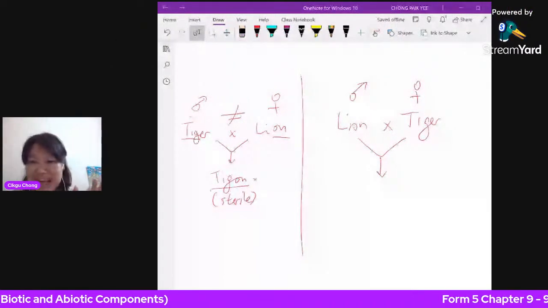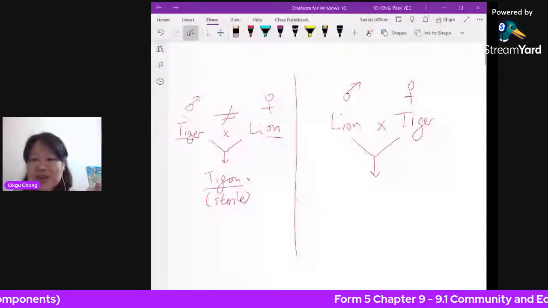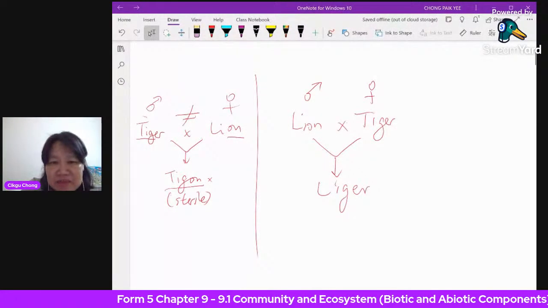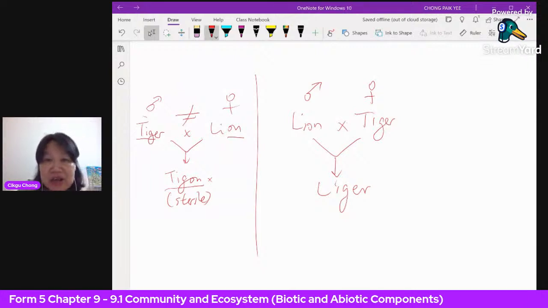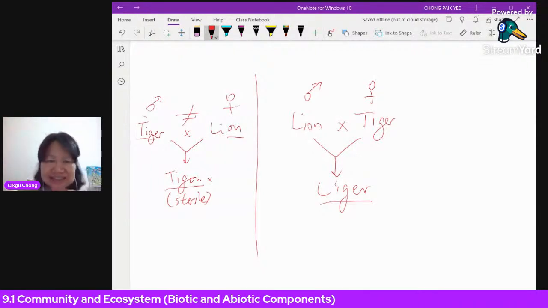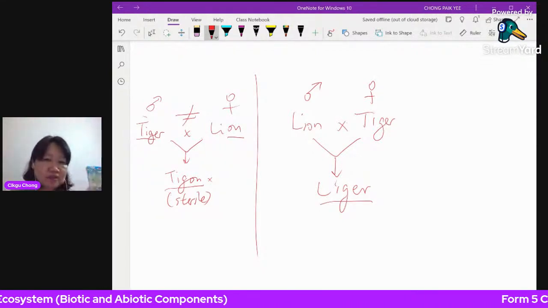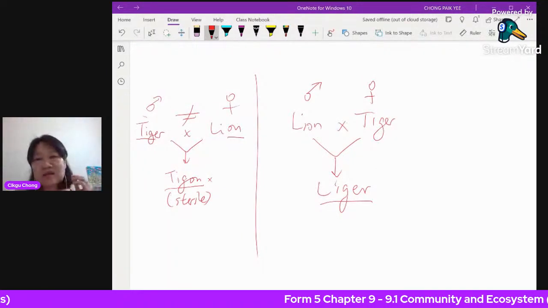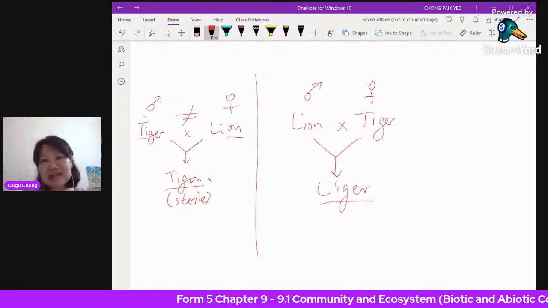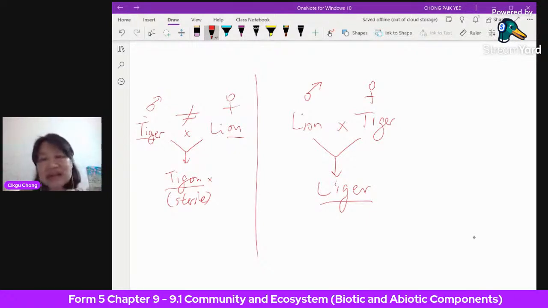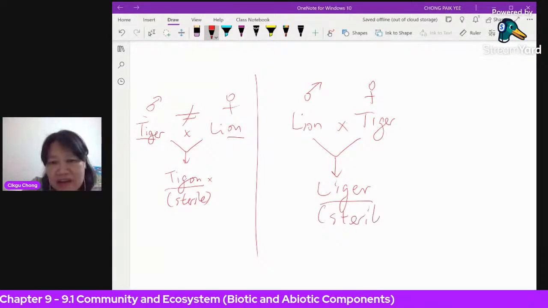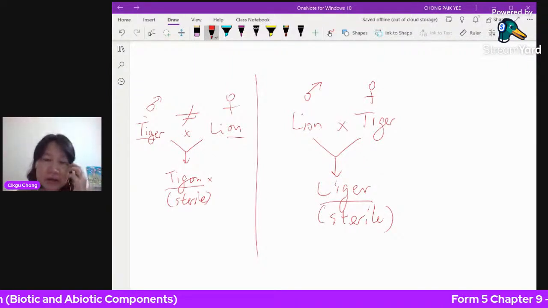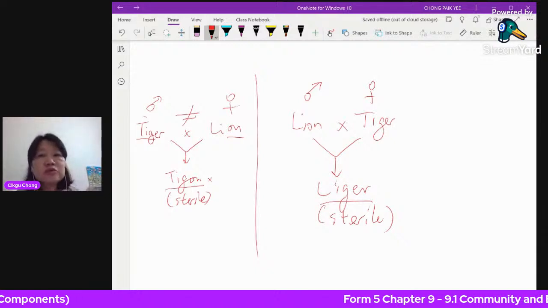Okay, good. Liger. Yes, you are right. You're very, very imaginative, and you happen to be hitting the nail on the head. Liger is a cross between lion and tiger. And interestingly enough, ligers, when they interbreed, this liger happened to be sterile. You cannot have another generation of liger. This liger that is born is not able to reproduce.